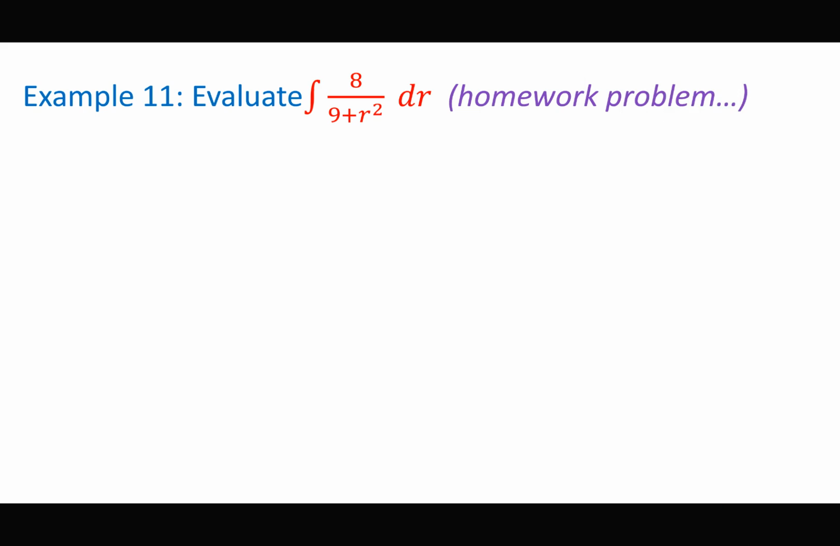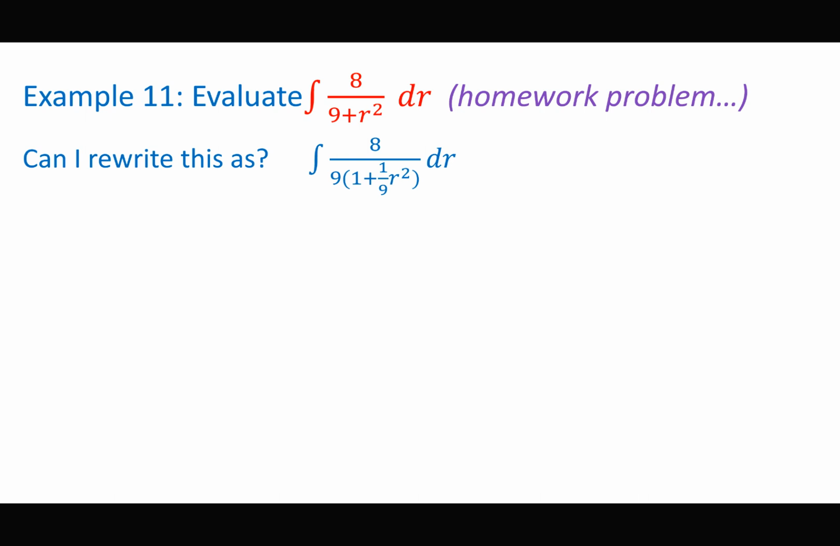All right, so this one is a homework problem. It says to evaluate this integral, 8 over 9 plus r squared dr. So a lot of these, we have to do some manipulation. We can kind of move stuff around. Ultimately, we want to get it to a form in terms of u that when we integrate, it's an easy one to do. Okay, and easy is relative.